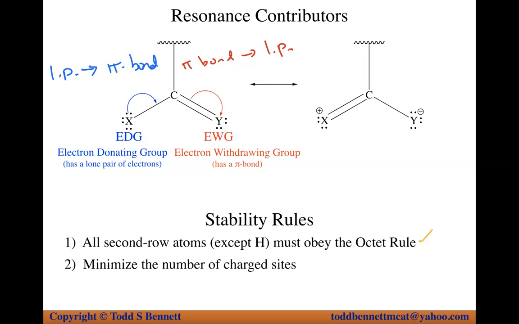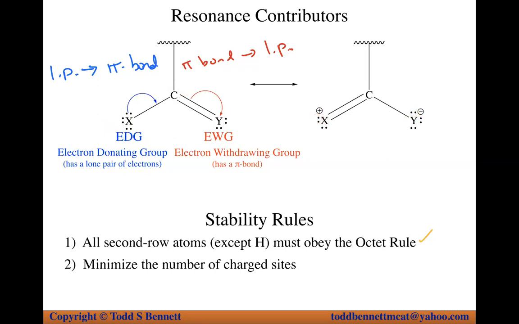So next, and these are sequential, the most important thing is to have the octet rule satisfied. The next, minimize the number of charge sites. So charges equal reactivity. If you have a plus, something is going to attack it. If you have a negative, it's going to try to share that negative. So you want to have as few positive and negative charges as possible. The structure on the left has no charges whatsoever. The structure on the right has 2 charge sites.